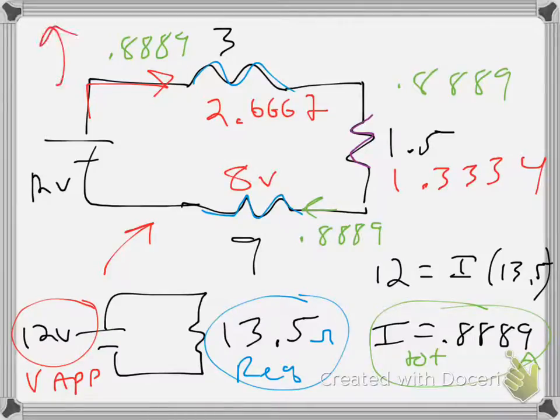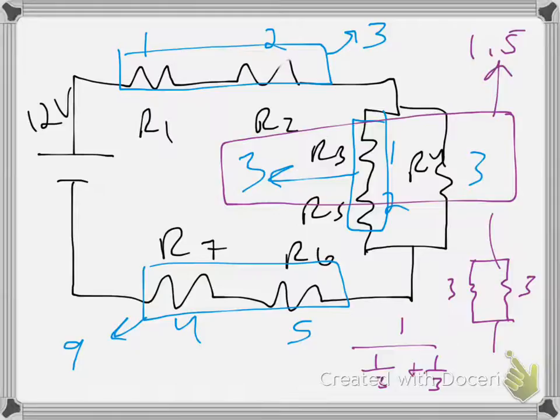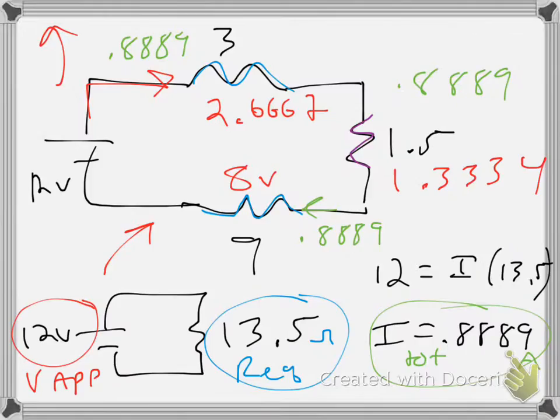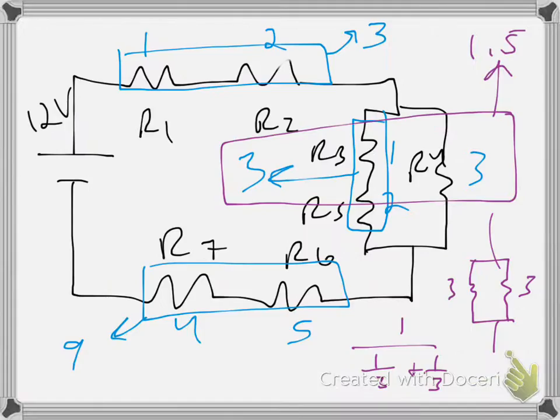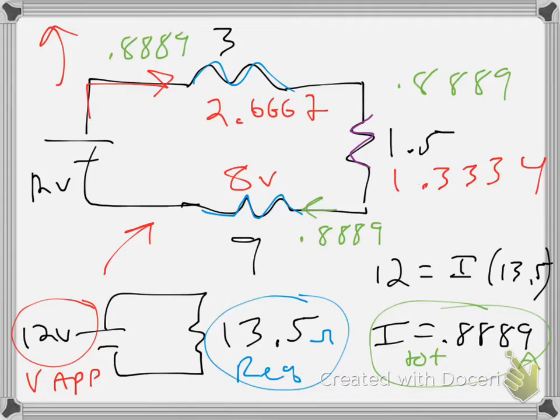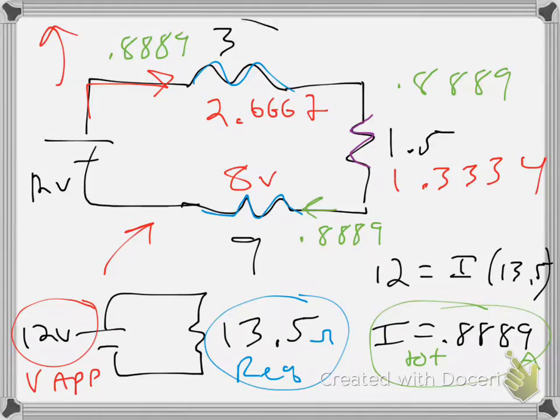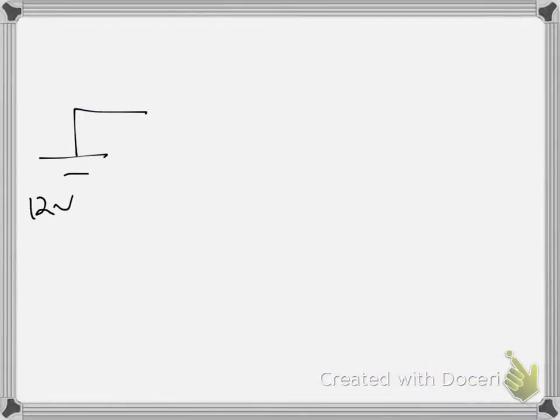But now we need to back up again into the systems. Now that I've done it within the system, I have to break that down by resistor. So this looks pretty nasty. I think I'm actually going to go forward and redraw it. So I have my 12 volt battery. First was this system right here. So I had 0.8889 amps of current and 2.6667 volts. So I'm going to write that so I don't forget.